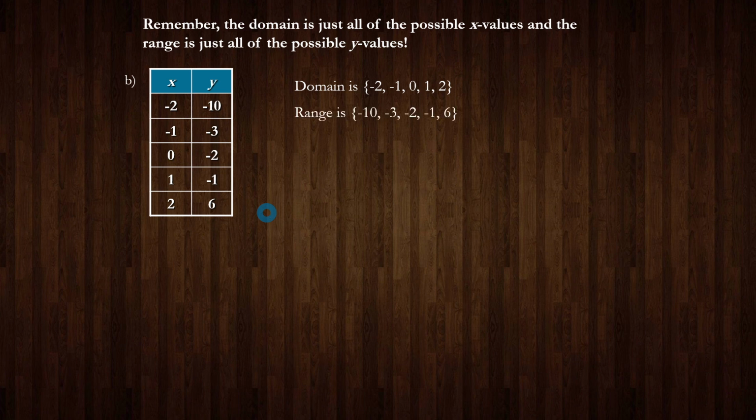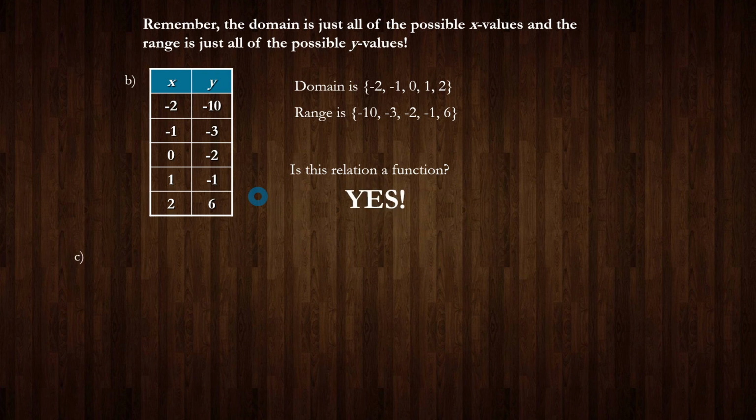The range is -10, -3, -2, -1, and 6. Is this relation a function? Do we have any x values that correspond to more than one y value? We do not. In fact, we don't have any repeated x values, so that's definitely not going to be something that occurs. So this is a function. All right, on to the next example.